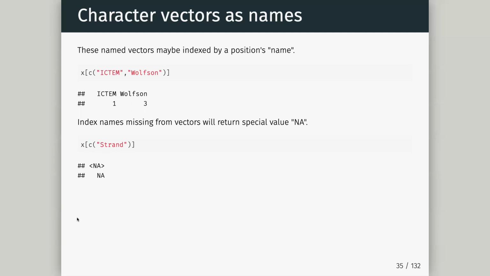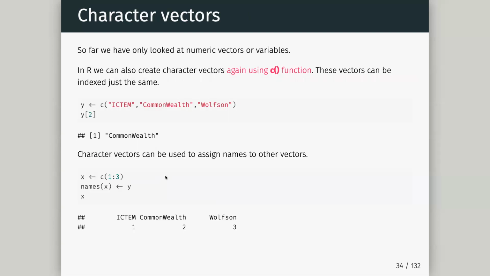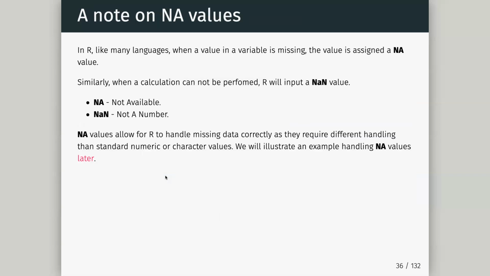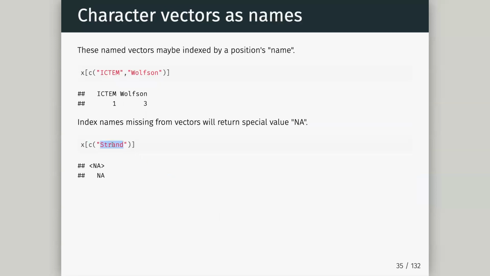If, though, I try and pull out a value and I don't have that in my vector, so in this case, I know I have 810, Commonwealth and Wolfson. If I try and pull out something called Strand, it's going to give me back something called NA. Right, and NA is a special value in R, actually a special value in pretty much all programming languages, which basically means not available. Right? So if I'm trying to pull out the index from my vector named Strand, it doesn't exist. So it returns me back the special value not available.